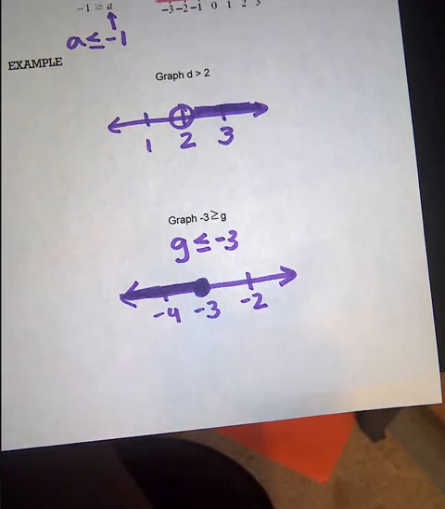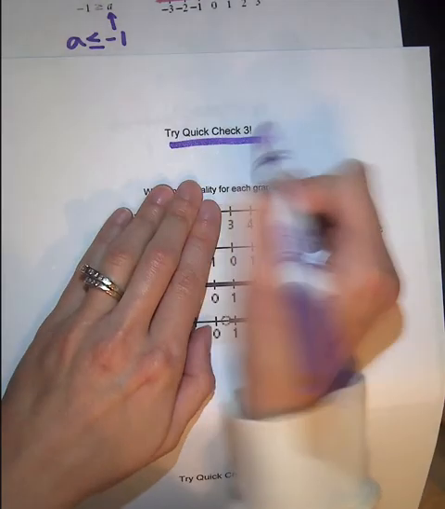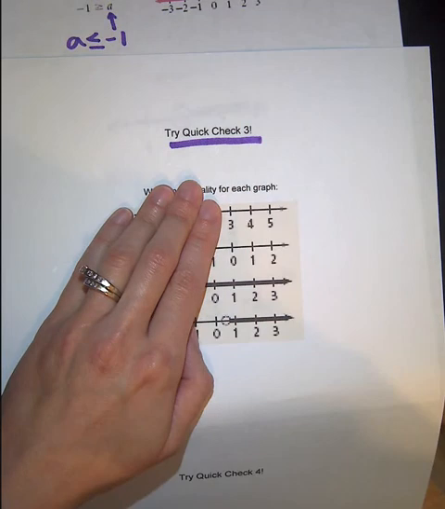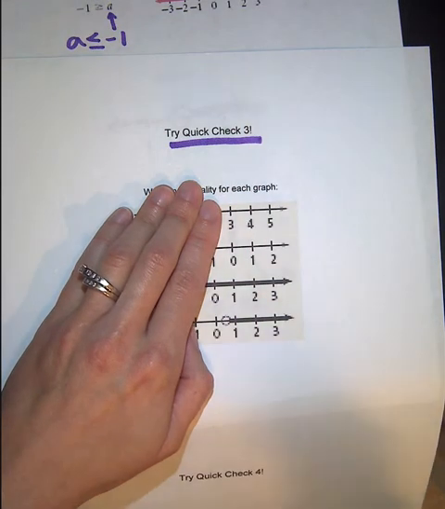So again, we're going to do some quick checks here. Middle of page 201, I want you to try quick check 3. There are 3 of them, A, B, and C. Do all of them, then come back. Pause it. When you're done, hit play, and we'll check them.